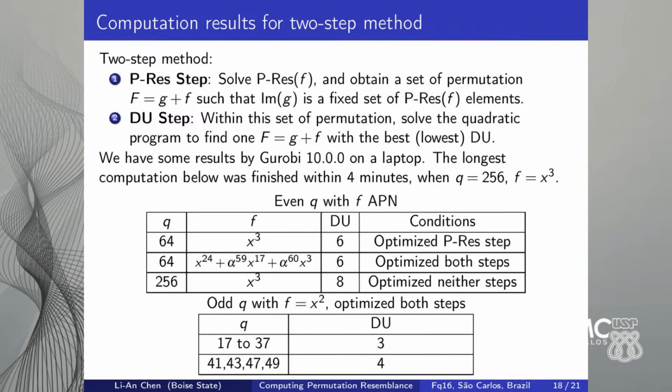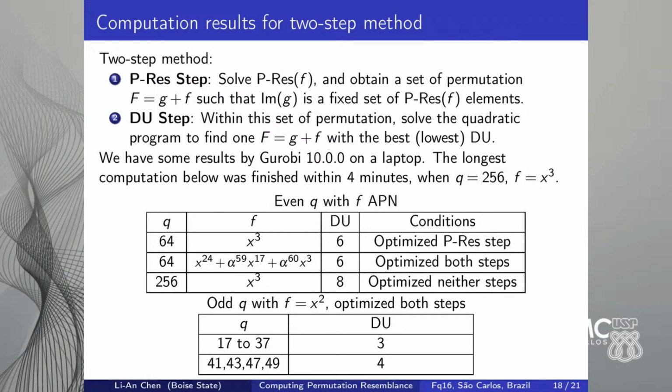In our paper, we have computation results from a slightly older version of Gurobi back then. First, for APN functions over even q, for 64 we tested x squared, and with this APN function we got 60. For 256, we tested x cubed, and we got 80 permutations. But these are not necessarily optimized ones, because optimizing 256 takes too long. But if you just cut it when it starts getting stalled, it only takes 4 minutes to find these 80 permutations.